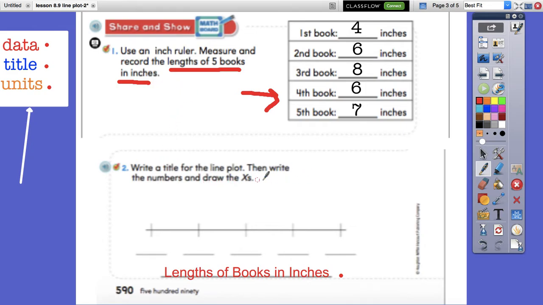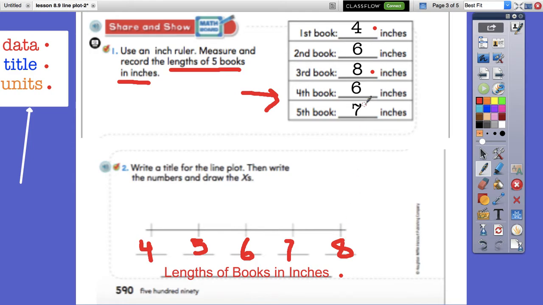Then write the numbers and draw the X's. Now it's important that you fill in these numbers. I wouldn't start at 1 or 2 because no book is 1 or 2 inches in our data. So the numbers that we have here, our lowest number is a 4, our highest number is an 8. So I'm going to come down here, I'm going to put a 4 as my first number because that's the lowest number that we have for our data. We're going to do 4, we're going to do 5, we're going to do 6, we're going to do 7, and then we're going to do 8.